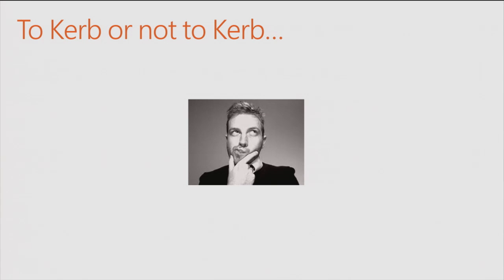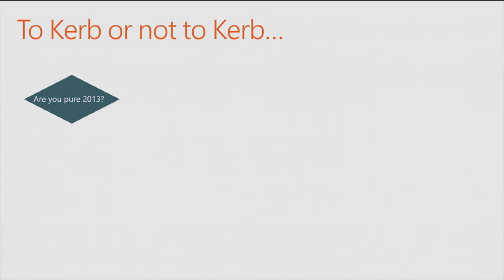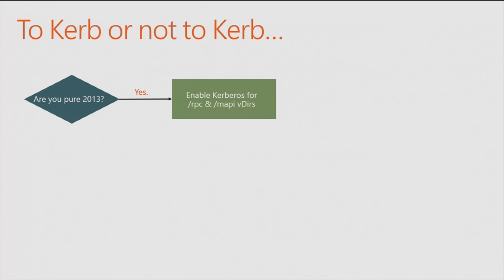So to Kerb or not to Kerb? We haven't had a lot of guidance on this yet, and at the moment, this is the guidance that we have. If you're a pure 2013 shop, right, you've completed your deployment or you're doing a greenfield, it's okay to enable Kerberos on both the RPC and the MAPI virtual directories. So that's enabling negotiate auth for Outlook Anywhere, or set Outlook Anywhere, set client access server with the authentication type, or set MAPI virtual directory with the IIS authentication type set to negotiate.